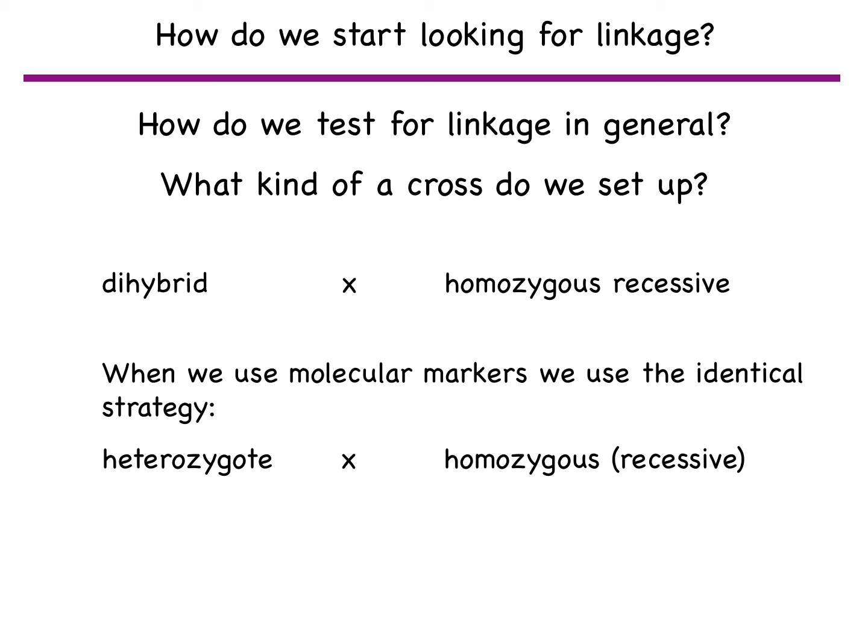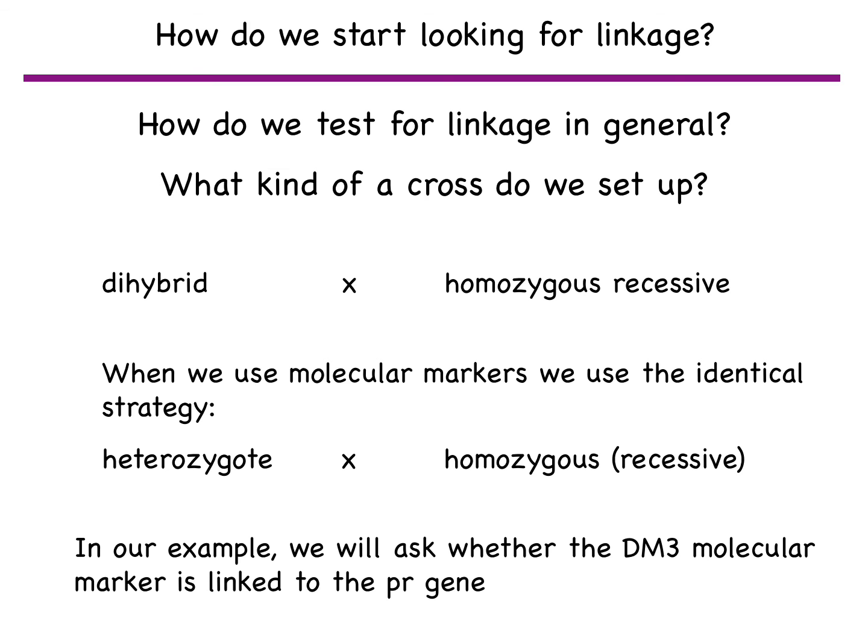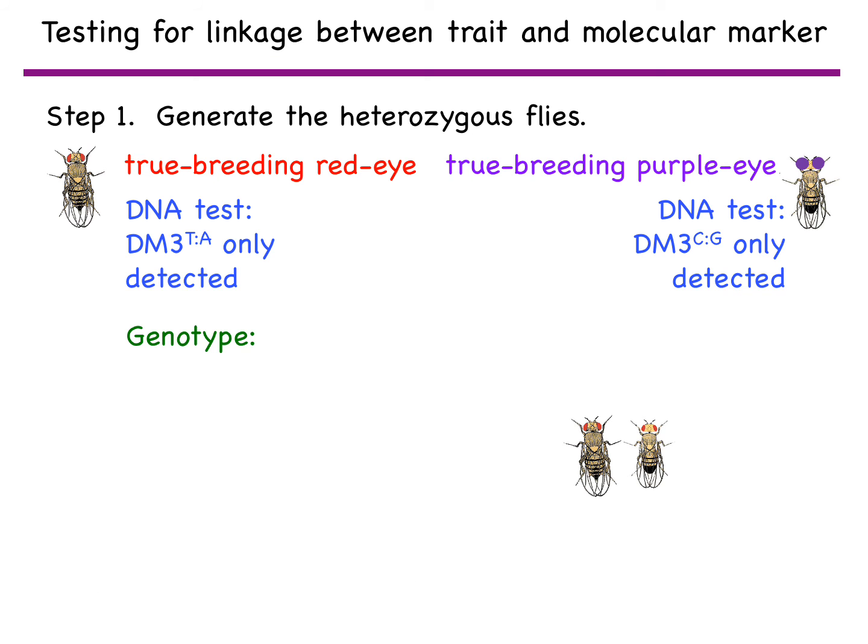That's the important point. And for the trait of interest, ideally you're going to work with the homozygous recessive as well. So in our example, we'll ask whether the DM3 molecular marker that we've been using is linked to the purple gene in Drosophila. Again, this is an example using Drosophila. We talked about the purple gene before, so you should be familiar with the phenotype and the genetics of purple. But this method could be used and applied to a variety of different model systems, including humans.